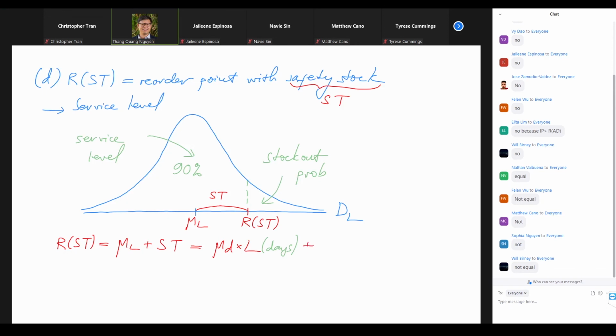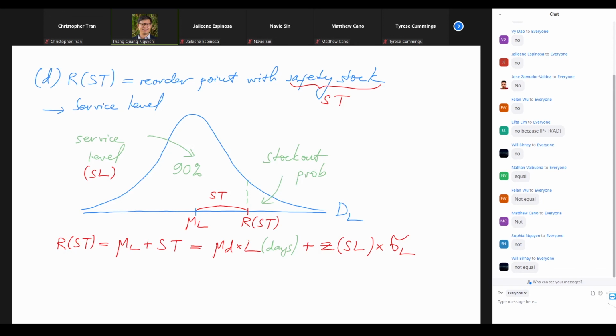But now we go beyond it. So what we do is we calculate the safety stock as norm, oh sorry, the Z value that depends on the service level. The service level is right here, 90% in this case. Multiply with the standard deviation of demand during the lead time.